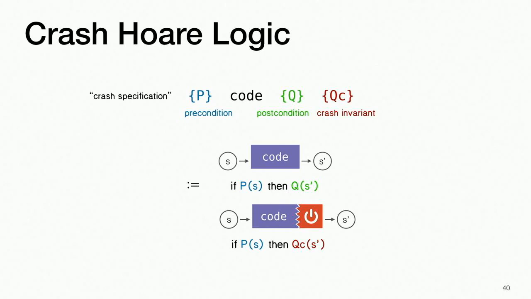So Crash Hoare Logic is just an extension of Hoare Logic, where instead of writing Hoare triples, we write these crash specifications that describe what happens on crash. We have an extra postcondition, which is a crash invariant, which will hold following a crash at any time during this piece of code.